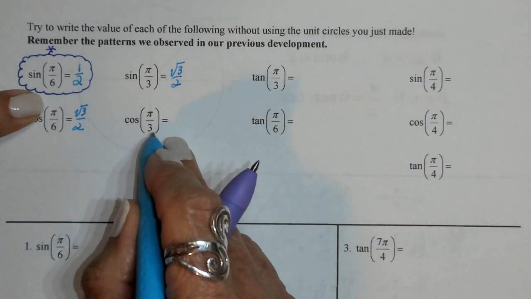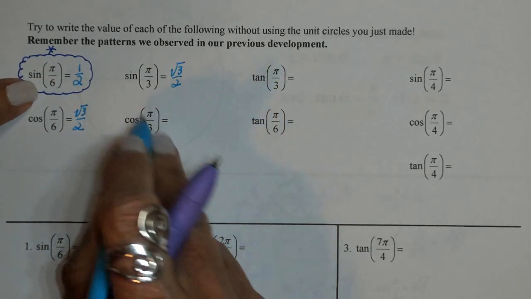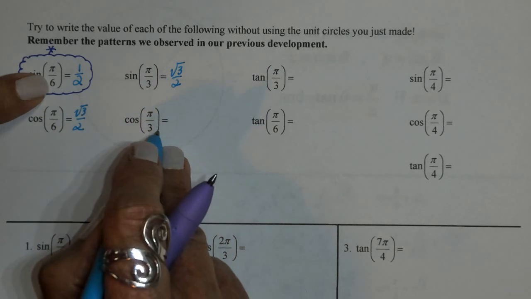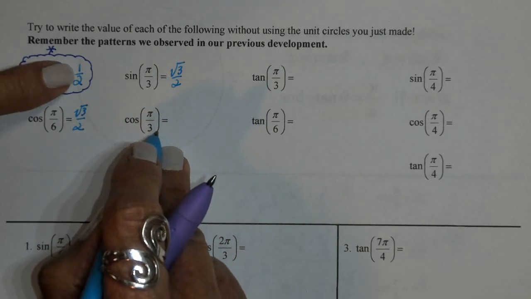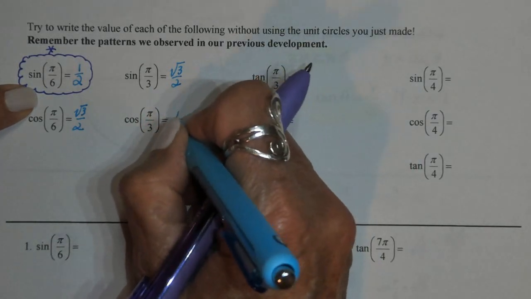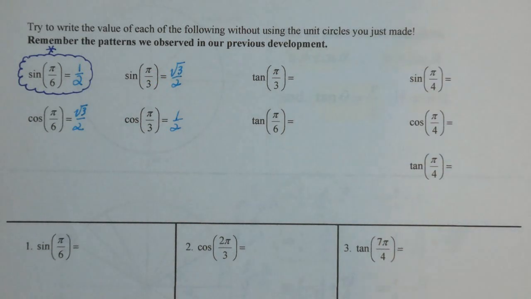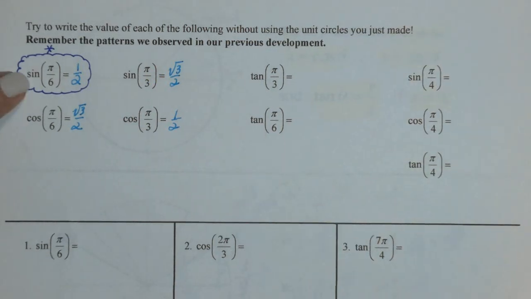Cosine of pi over 3 is the other one. Yeah, I mean, pi over 3 is the complement of pi over 6. So since sine of pi over 6 is a half, cosine of pi over 3 is a half. So those four just fall into place if you know sine of pi over 6. Okay?